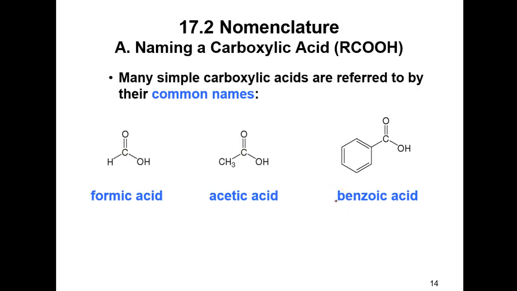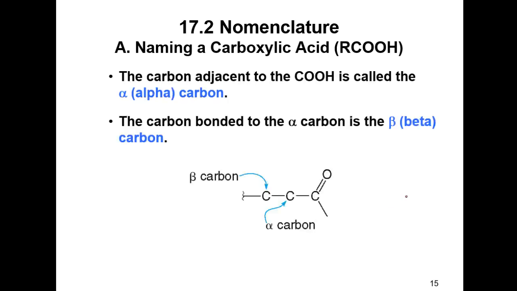Here are some common carboxylic acids. Like I said, here's formic acid, which is in fire ants. Acetic acid is vinegar, and benzoic acid is actually used as a preservative. If you add base to this and pull off this acidic proton and form a negative charge there, it's called sodium benzoate, which is a food additive.